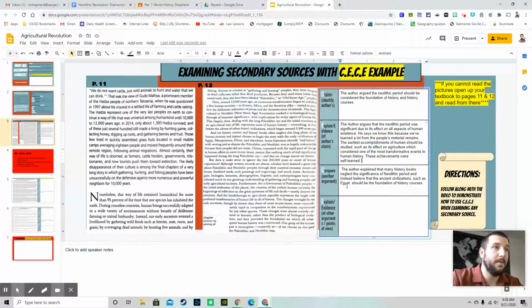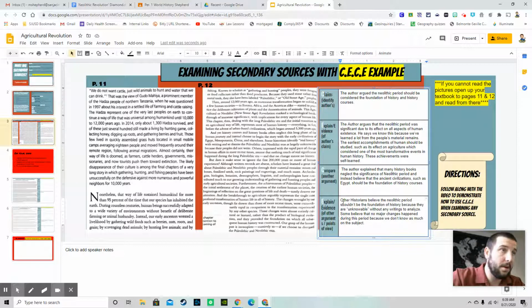We got the explanation for the counterclaim in that same paragraph, and I'll put that there. So my explanation for the counterclaim was seen in the same paragraph that the claim was in, which was this one right here. Okay. He put that other historians believe the Neolithic period shouldn't be the foundation of history because they are unknowable without any writings to analyze. Some believe that no major changes happened during this period because we do not know much about the subject. So that's what the counter argument is. That's the evidence for the counter argument. This is what the main claim is, and that's the counter for the claim.